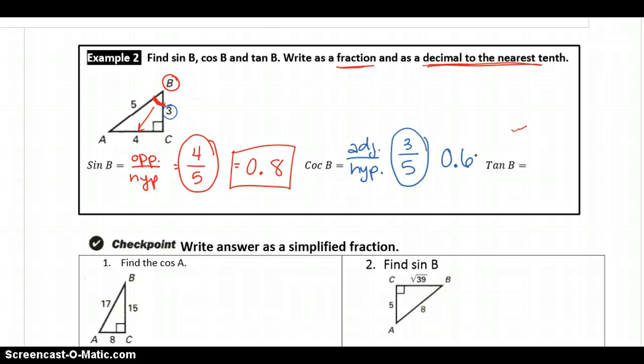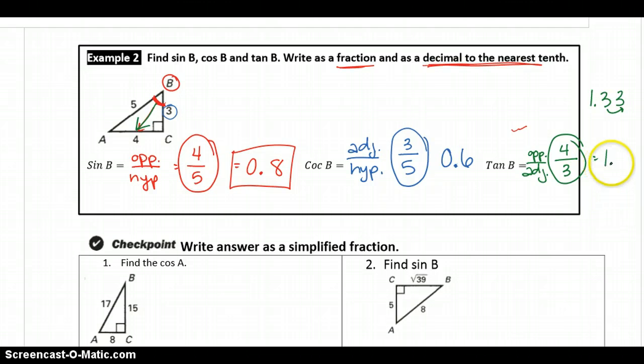Last, to find the tangent, I take the opposite side over the adjacent side. The opposite side of angle B, across from it is 4, and the adjacent side next to it is 3. So here's my fraction, 4 over 3. I plug in 4 divided by 3 to get my decimal, which is 1.33333 repeating. So to round this to the nearest tenth, I want to look at my tenths place and the one after. Because it's a 3 after my tenths digit, I'm not going to round up, so my decimal will just be 1.3.